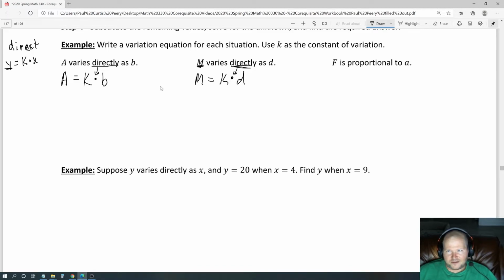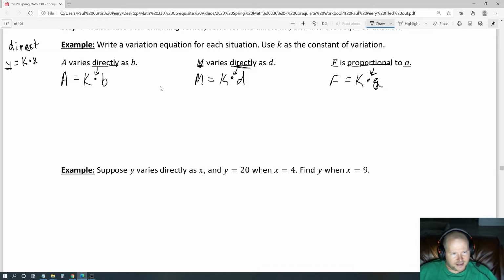Then we finally have proportional. Basically means the same thing. We have F is proportional to A. So we have F equals K times A. And that is multiplication because it's proportional or direct. Okay. Let's try another one.